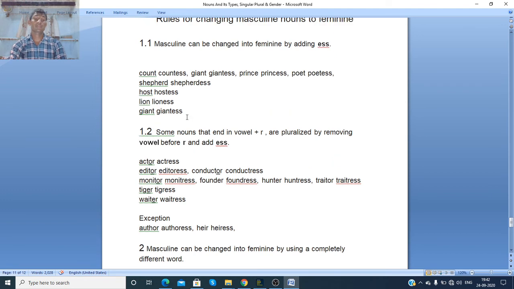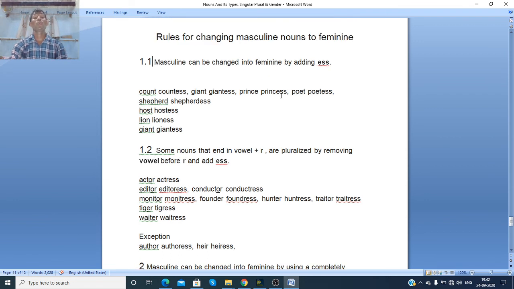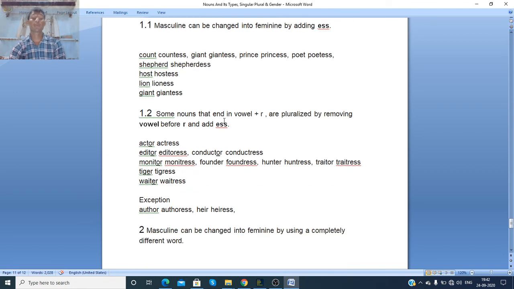Now first see 1.1: we simply add ess at the end of the noun to make it feminine from masculine. Like count will become countess, giant will become giantess. Prince, princess; poet, poetess; shepherd, shepherdess; host, hostess; lion, lioness; giant, giantess. We have simply added ess at the end of the noun to make them feminine from masculine.